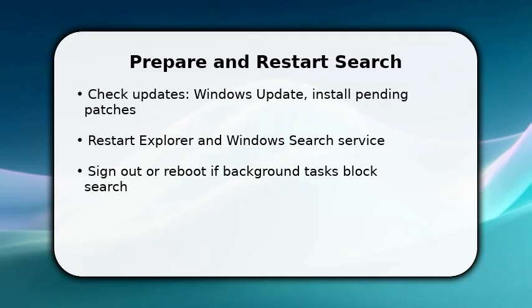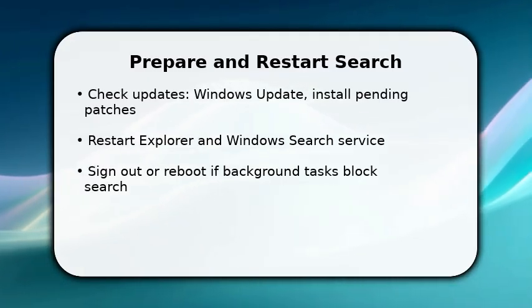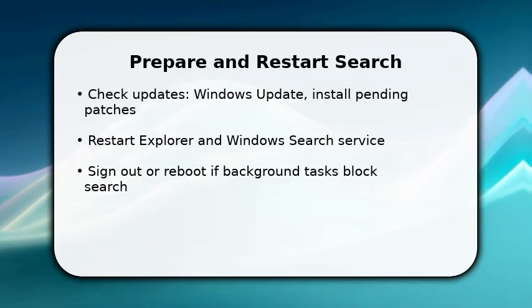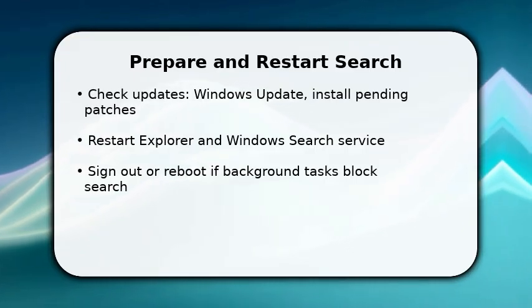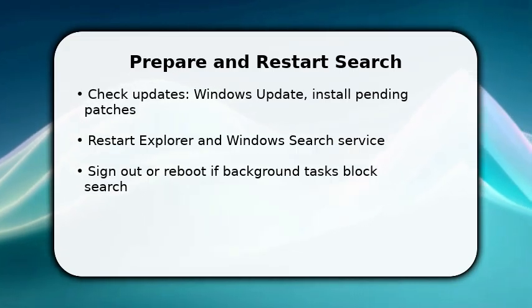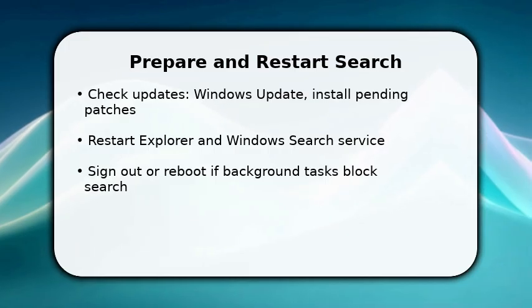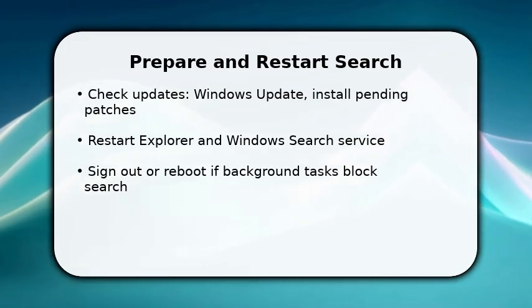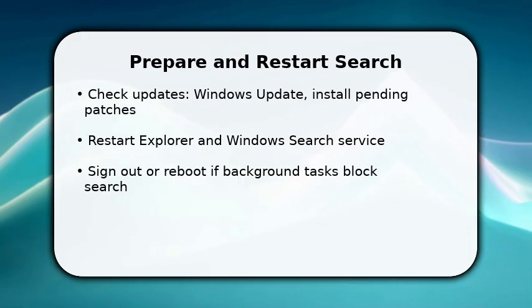You'll start by preparing the system and restarting core services. First, install any pending Windows updates so indexers aren't fighting old files. Once done, restart File Explorer from Task Manager to clear UI hangs. Then open Services and restart the Windows Search service to refresh the indexing engine.